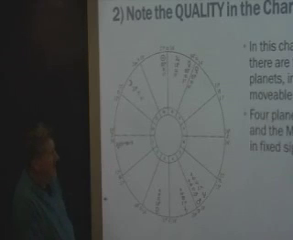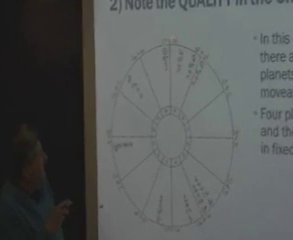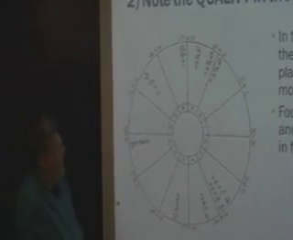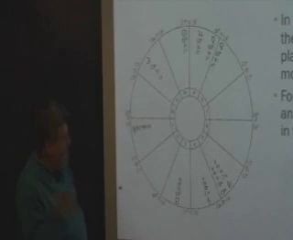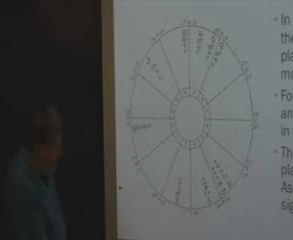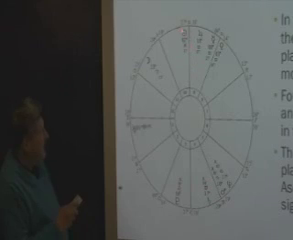4 planets and the midheaven are in fixed signs. So let's take a look here. We've got Pluto in Leo, and we have Venus, Mercury, Jupiter, and the midheaven all in Aquarius, which is a fixed sign. And 2 planets and the ascendant are in mutable signs. So those 2 planets are Saturn in Virgo, the Sun in Pisces, and the Gemini ascendant.